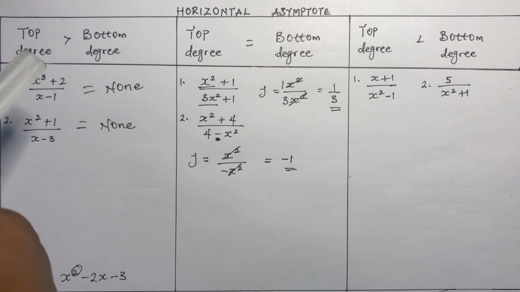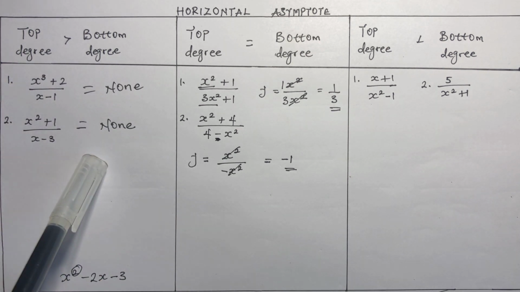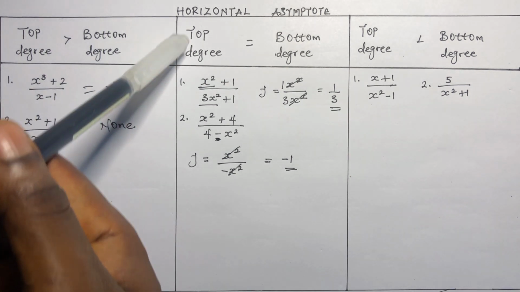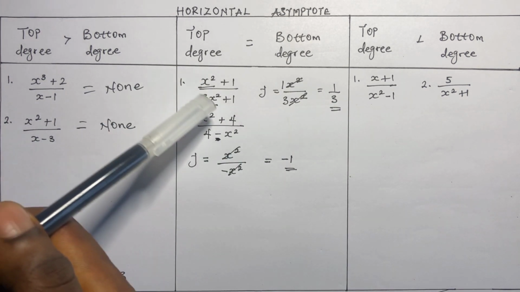Always take note, when the top degree is greater than the bottom degree, there is no horizontal asymptote. In this case, there may be slant or oblique asymptotes, but we're not talking about that in this video. So when the top degree is equal to the bottom degree, you divide the highest powers of x.